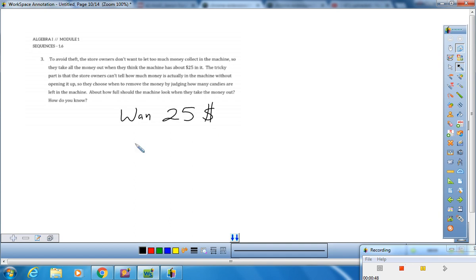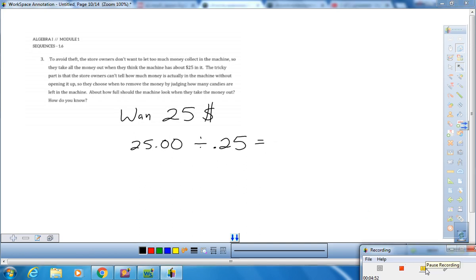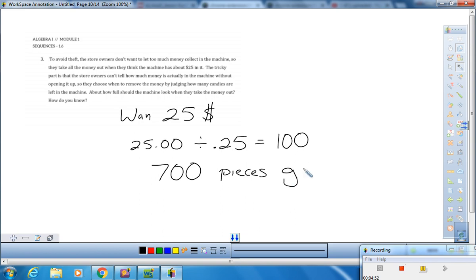Well, what's $25 divided by 25 cents? Okay, and that's going to be 100 customers. So if 100 customers come and put in a quarter, we'll have $25 in the machine. Hopefully you guys understand that. And if we have 100 customers come, and there's 7 pieces of candy for each customer, that's 700 pieces gone. There was 2,700 pieces to begin.